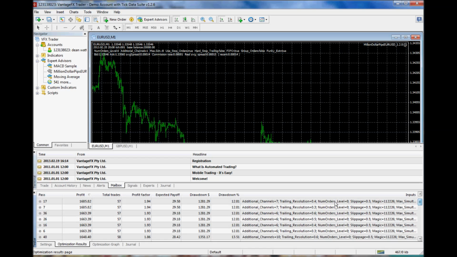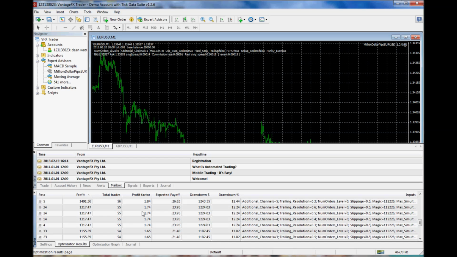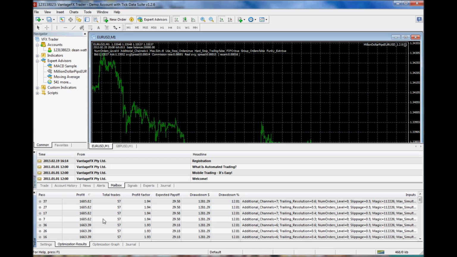And what we'll see as we scroll down is that it generally goes a little bit lower until we get down to the bottom there, which gives us roughly half the amount. And as you can see, just by changing the channels and the trailing resolution can have a dramatic effect on how much money is made in the following week. Sorry, this is over the 2 weeks.